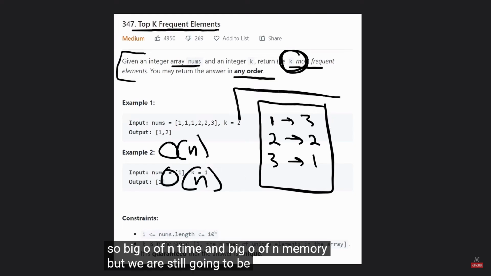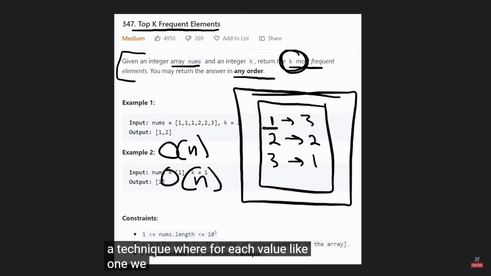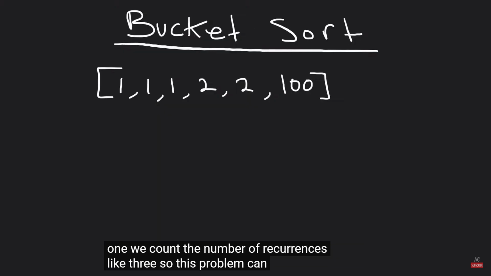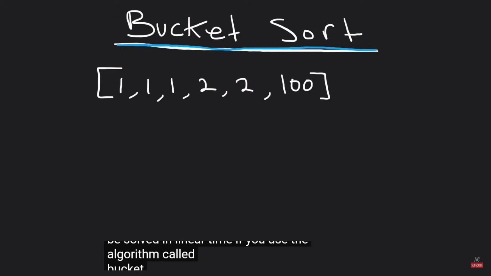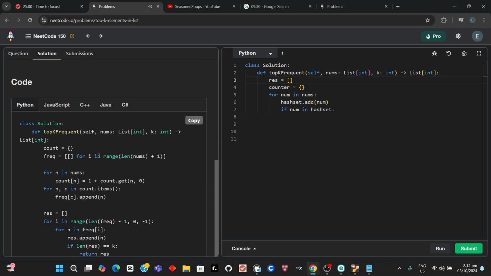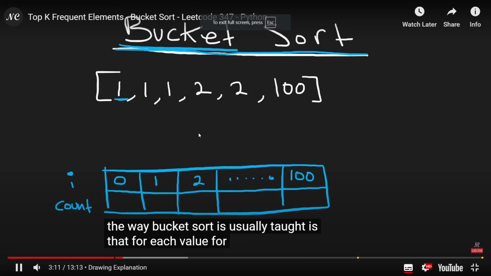But we are still going to be using this exact technique where for each value, like 1, we count the number of occurrences like 3. So this problem can actually be solved in linear time if you use the algorithm called bucket sort. When you first think of bucket sort, this is probably what you're going to think of. The way bucket sort is usually taught is that for each value, for example, 1, we're going to take an input array, right?